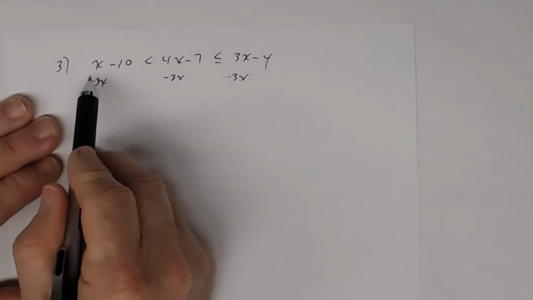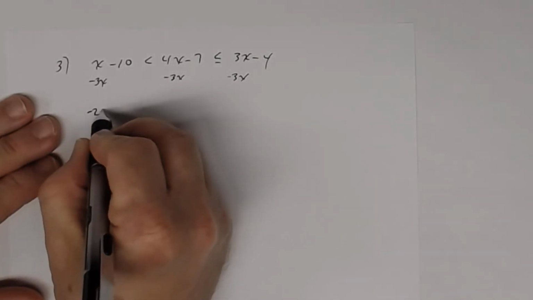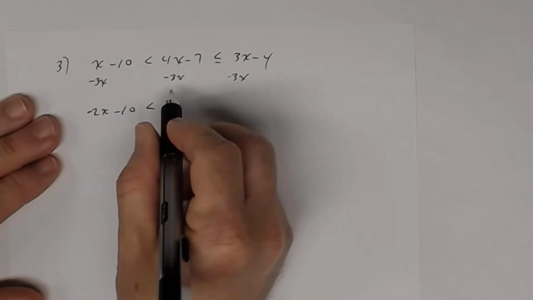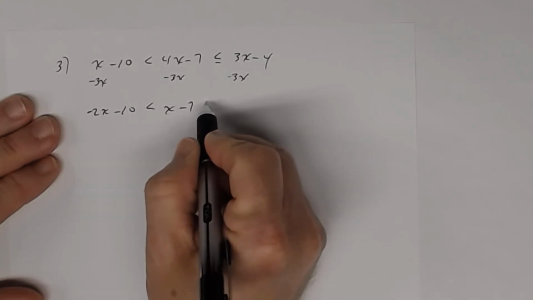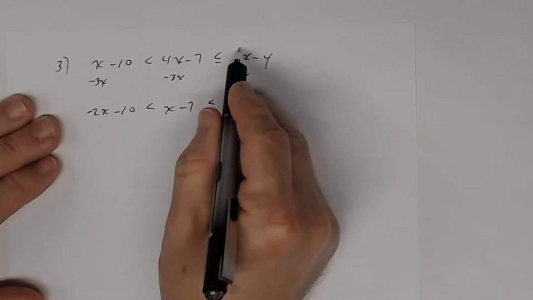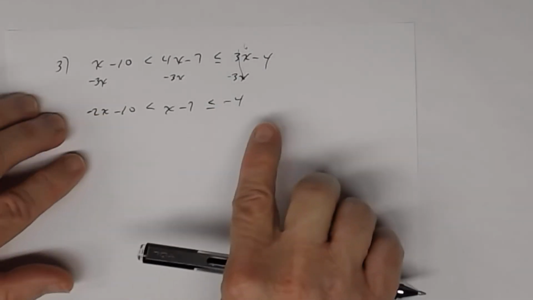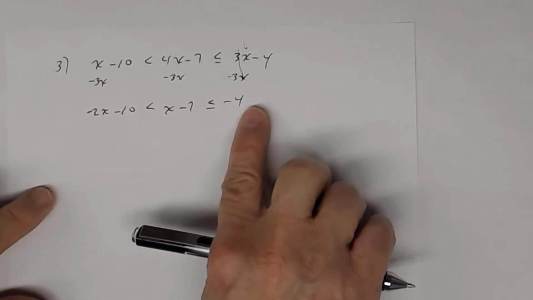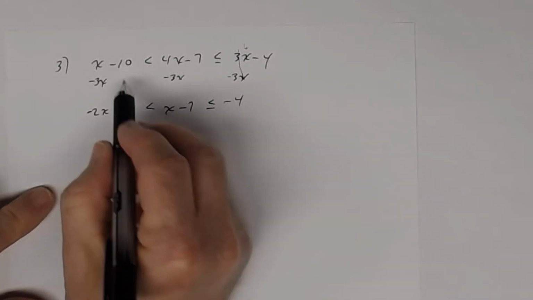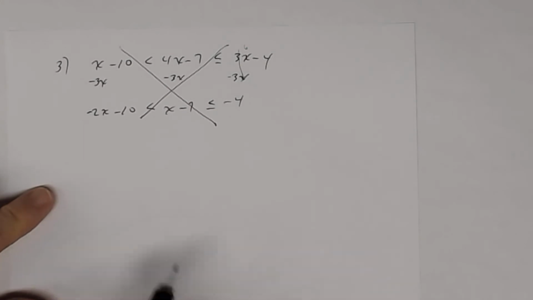Because look, you have x minus 3x is a negative 2x, minus 10 is less than x minus 7 is less than or equal to, and this is 0, negative 4. So you still have a variable here. You don't have just constants on the other side. All right, so that's not going to work. So doing it this way, it's not going to work.